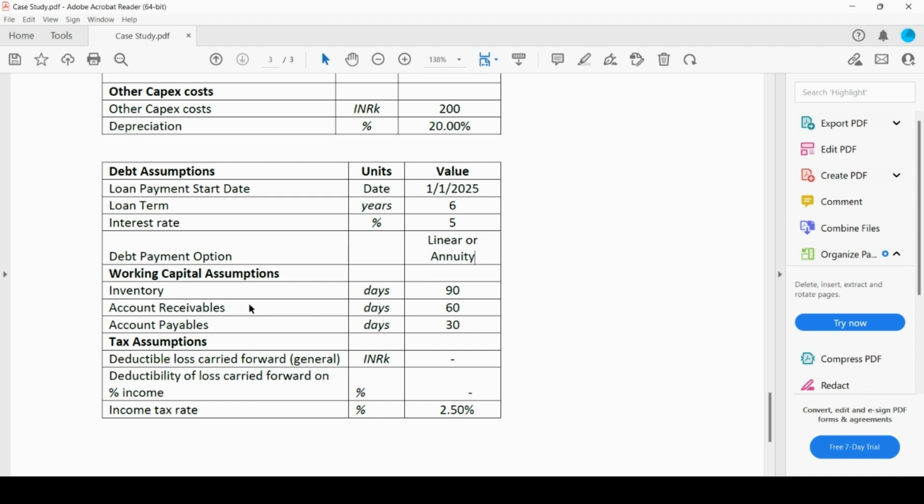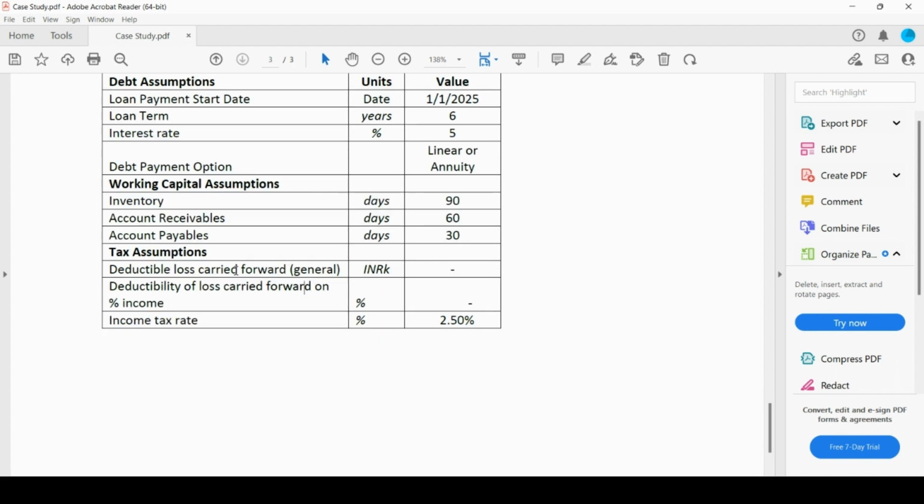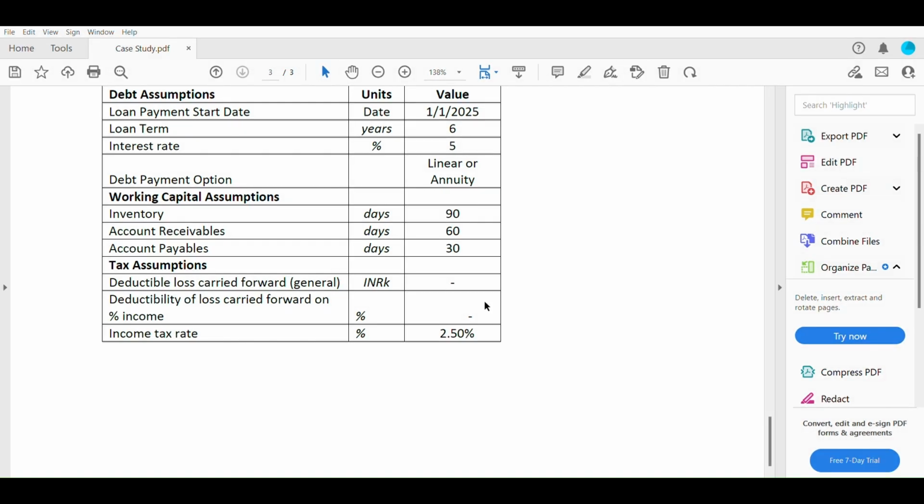Then we have working capital assumptions, guys. We have inventory for 90 days, accounts receivable 60 days, accounts payable 30 days, right? Then we have a tax assumption. So guys, tax again, we have a deductible loss carry forward. Don't worry about this term. I know this term is very new to you all, right? I will explain it when I start building the tax, right? Then deductibility of loss carried forward on percentage of income, again no need to worry about.